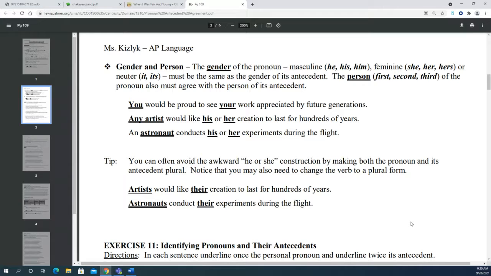The same thing with an astronaut conducts his or her, because again, in these days and times, an astronaut, just like a doctor, just like a firefighter, just like a police officer, can be a male or a female. So that's why you have to use his or her experiments during the flight. Use the word or. Don't put a slash, his slash her. Use or, right? Because again, we're talking about sophisticated, academic, professional, formal writing here. If you're doing something informal, a text message or something on Facebook, then knock yourself out and put that slash in there. But when we're writing essays, when you're doing drafts, you want to make it as formal as possible. So use the word or instead of that slash.